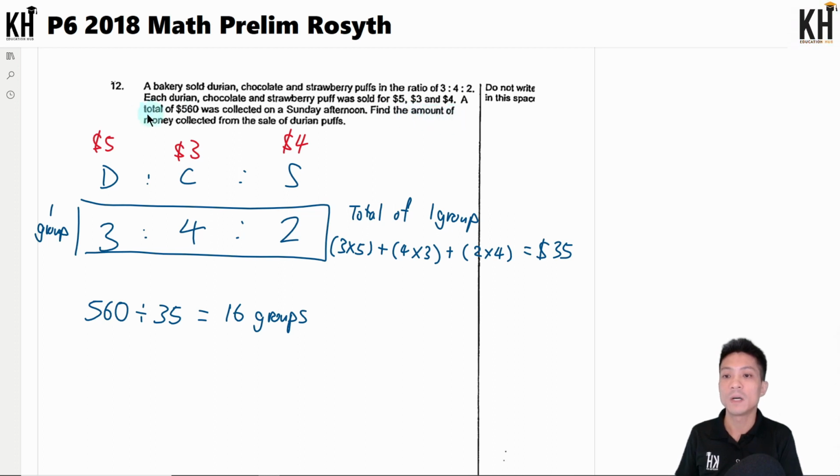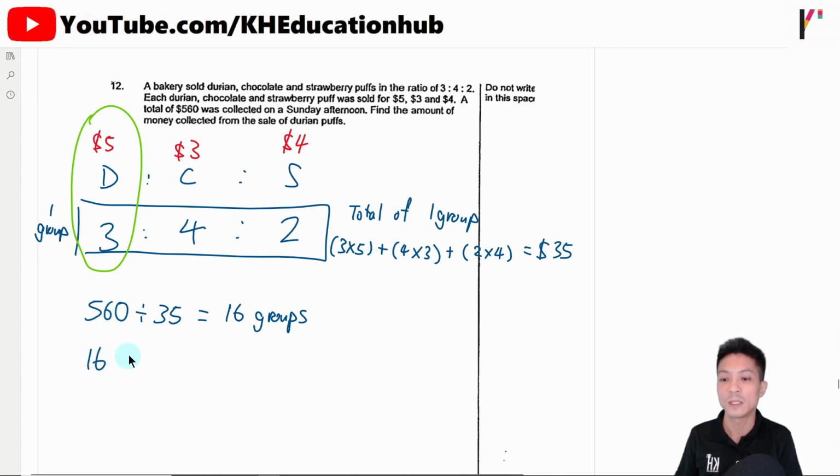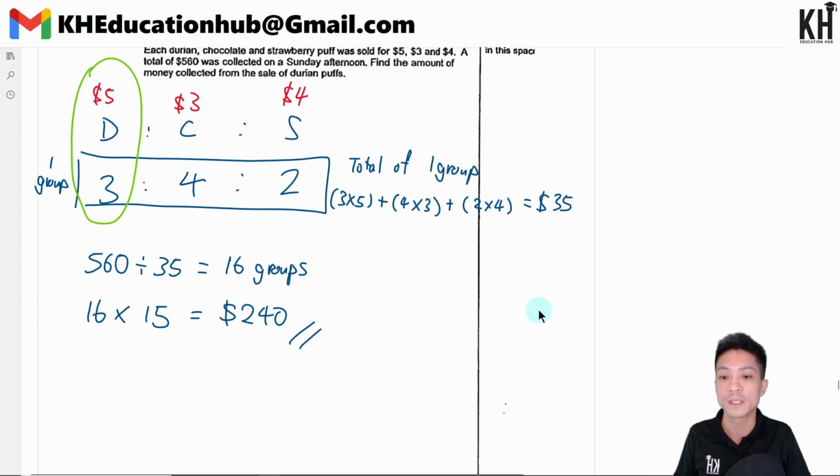Find the amount of money collected from the sale of the durian puffs. Durian puff is here, right? If in one group there's 3, that means in one group you're spending $15, right? So I need to use 16 times $15. That will be $240. This is the answer for this question, for the durian puffs.